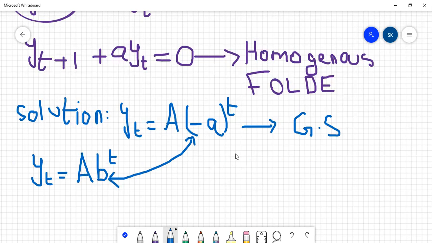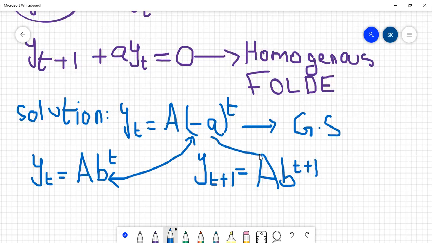Clear? And suppose we have y_{t+1}. Then our solution will be a b raised to power t plus 1. Right? So then the power of minus a will be equal to t plus 1. Therefore, we get the general solution y_t is equal to a into minus a raised to power t. This minus a has been derived from here, okay? The negative value of this value will come over here, a into minus a raised to power t.